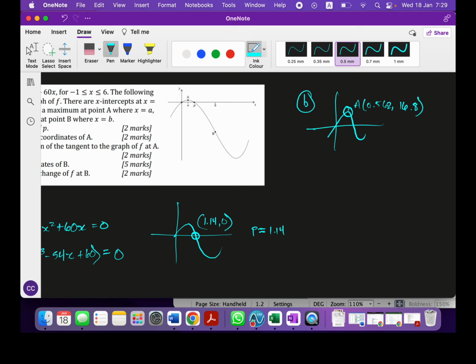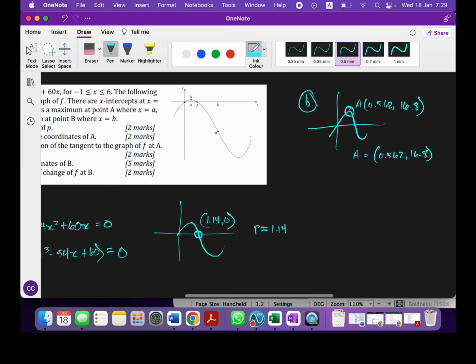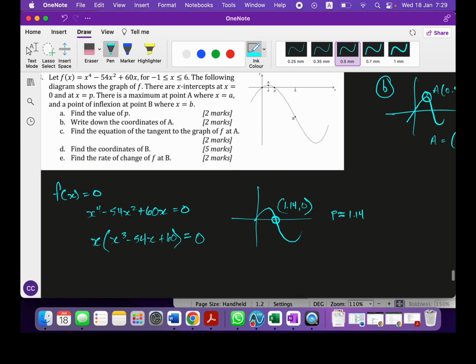So those are the coordinates. So A is 0.562, 16.8. That is my answer for B. Next up, write down the equation to the tangent of the graph at A.